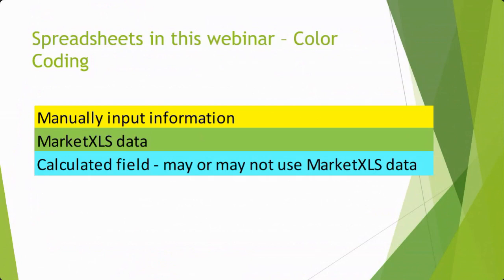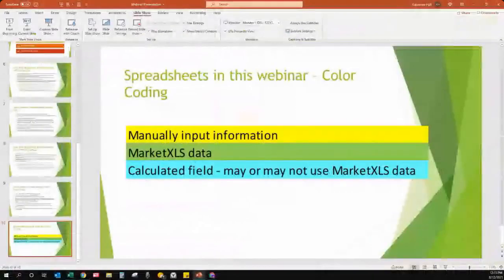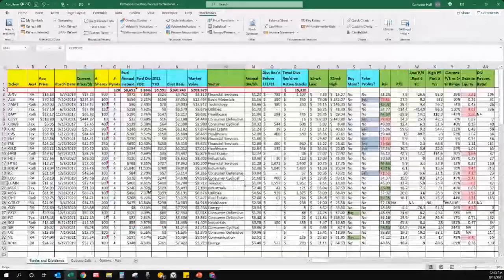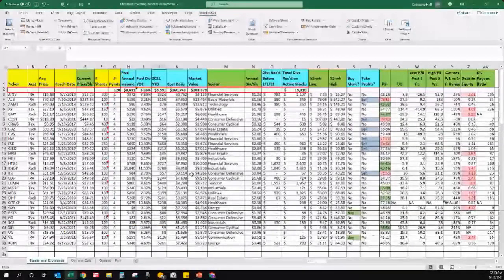So I'm going to end the slideshow and then share my spreadsheet with you. I'm going to pause and ask if everyone can see the spreadsheet okay. You guys can tell me.